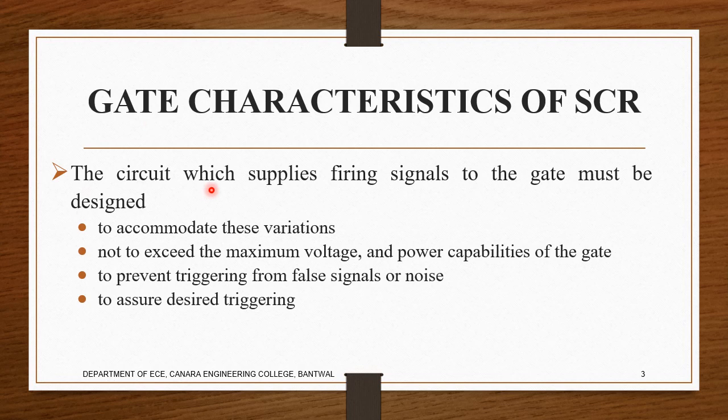The circuit which supplies firing signals to the gate must be designed to accommodate this variation. Whatever the fluctuation in the voltage given to the gate, it should be avoided. It should be a constant or non-variable voltage, and it shouldn't exceed the maximum voltage or the power capability of the gate. Any device you consider will have a maximum voltage or power it can bear, so we have to check those ratings when we use any of the SCRs.